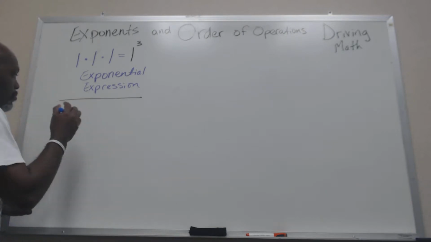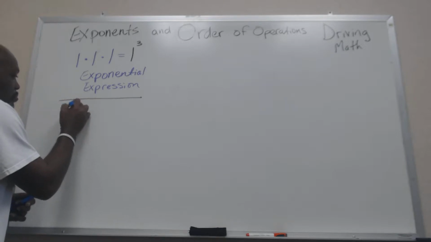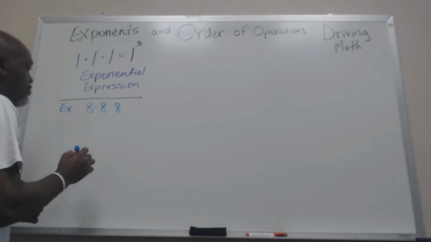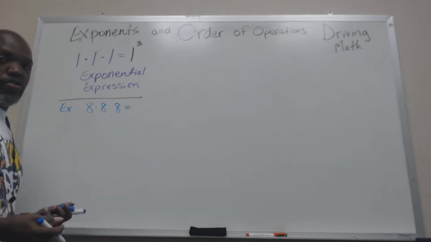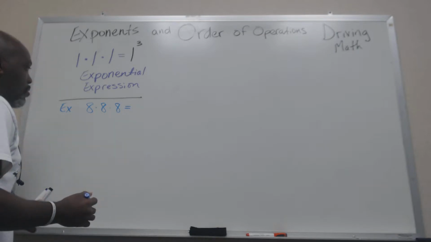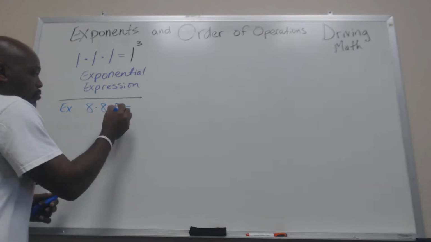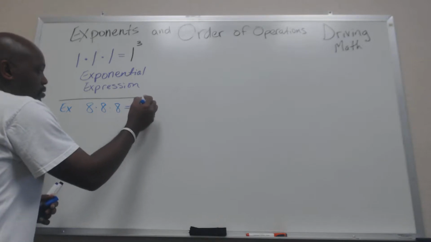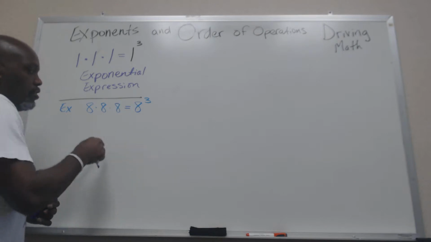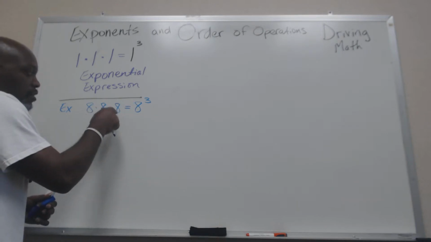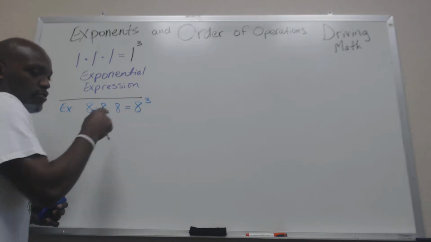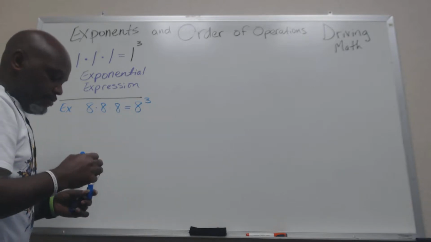So, an example. And you can pause it and see if you can work this problem out by yourself. All right. And so you have 1, 2, 3, and there are 3 8s. So 8 times 8 times 8 is written in exponential expression by writing 8 to the 3rd.